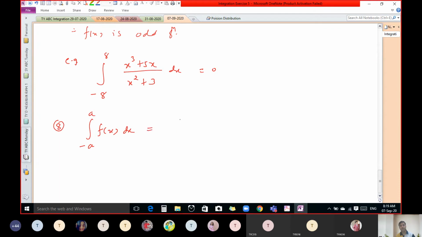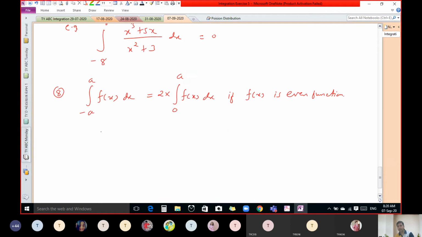And now last property, f of x dx range is minus a to plus a equal to 0 to a f of x dx, but you write 2 times, if f of x is even function. So if f of x is even function, then the answer is 2 times 0 to a f of x dx. Okay, now the question is, what is even function?